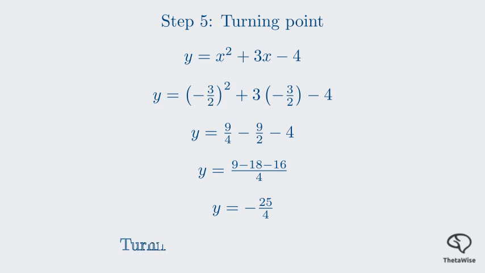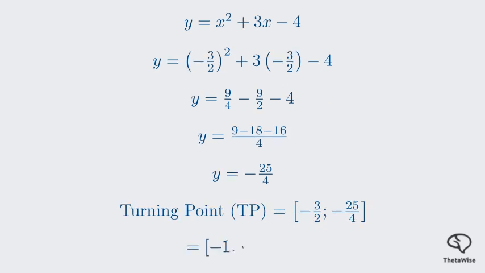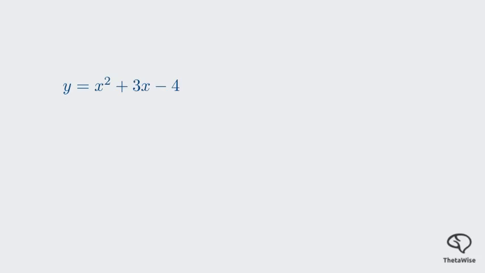So our turning point is at the coordinates negative 3 over 2, comma negative 25 over 4. This is the lowest point on our parabola. We're on our final step for sketching our parabola, y equals x squared plus 3x minus 4. Step 6. Plot all the critical points and sketch the graph.